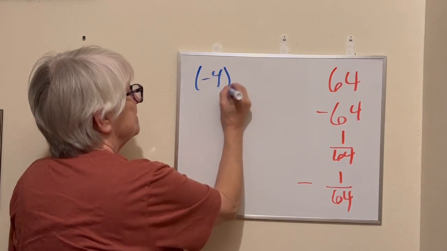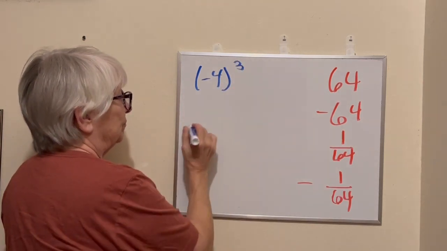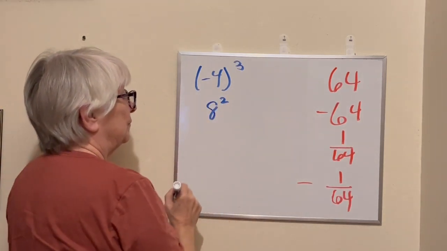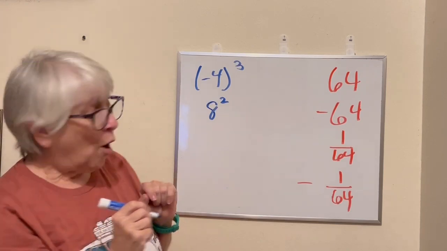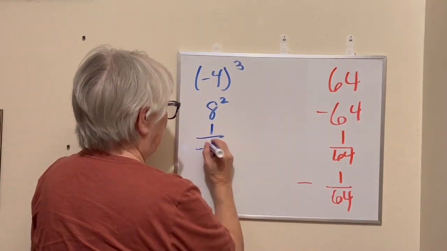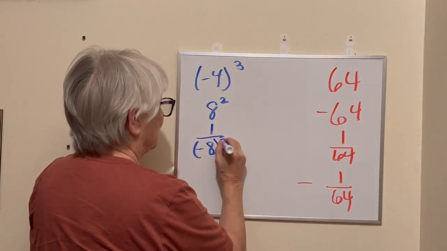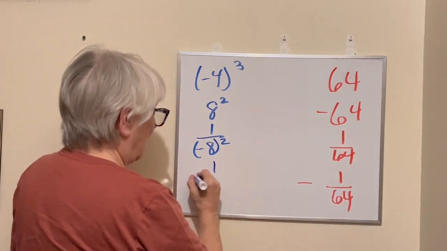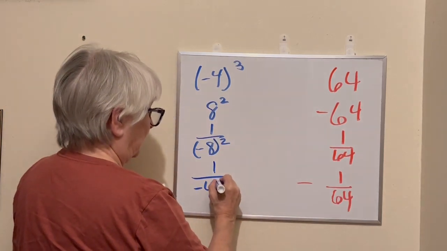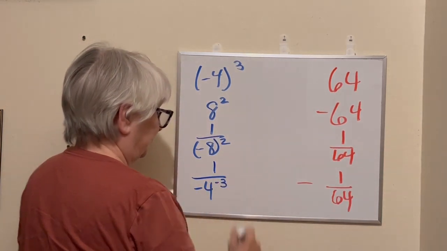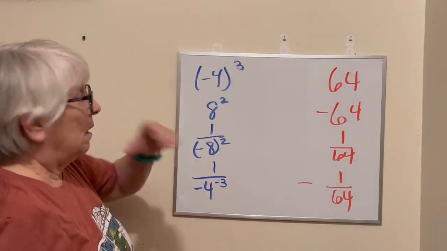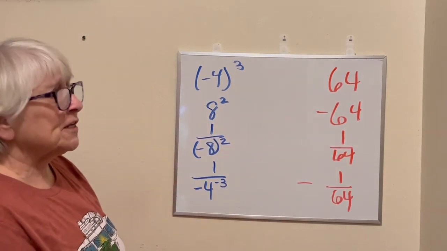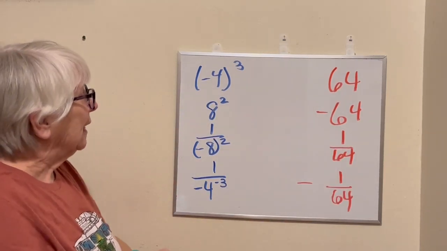Negative 4 to the third power. 8 squared. 1 over negative 8 in parentheses squared. And 1 over negative 4 to the negative 3. Okay. 4 different problems, 4 different answers. Let's match them up, shall we?